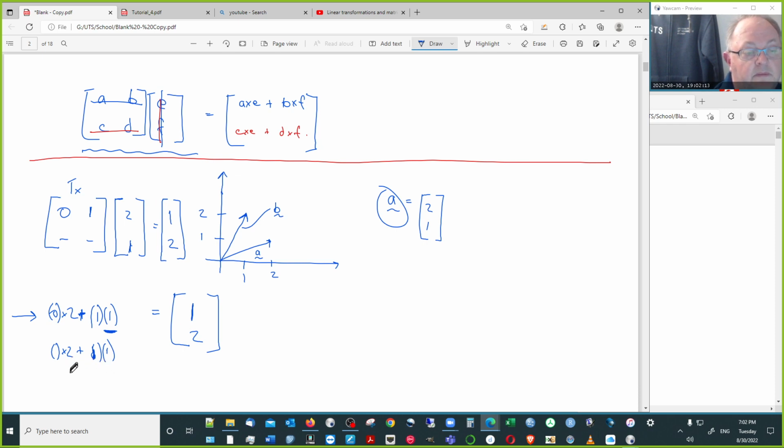So what can we multiply 2 by so that it doesn't change? So I multiply 2 by 1 and then multiply 1 by 0. Awesome. So you can see there's a pattern.